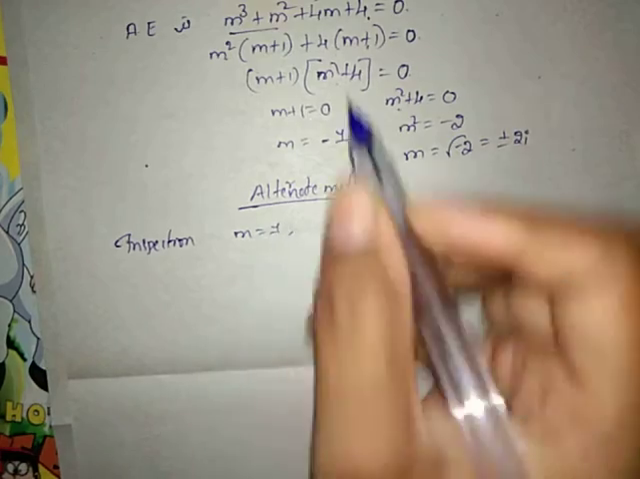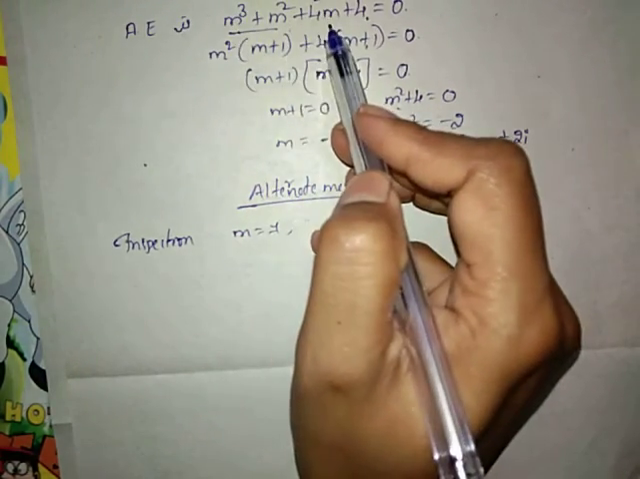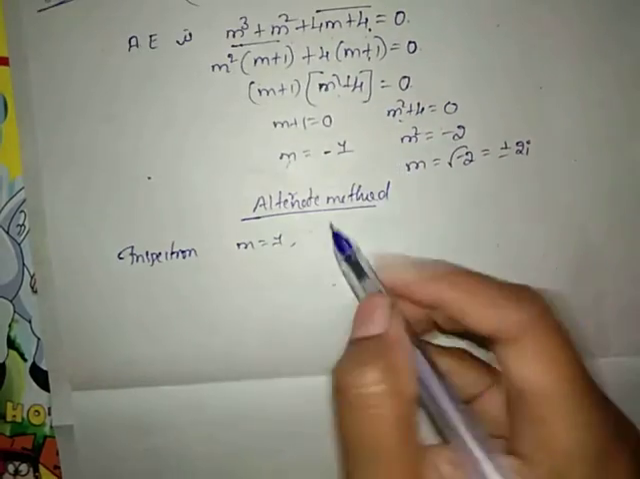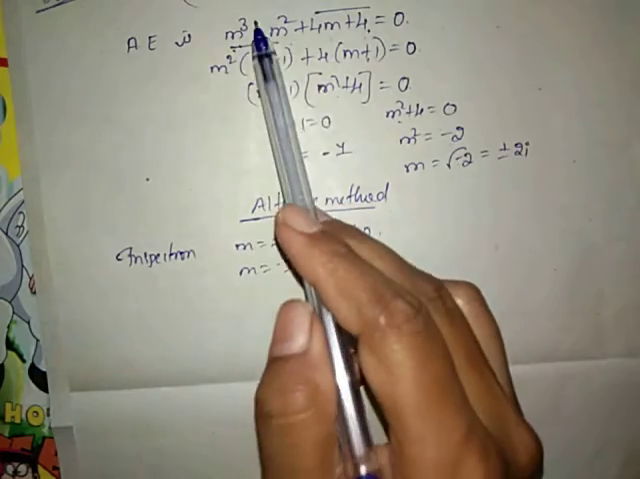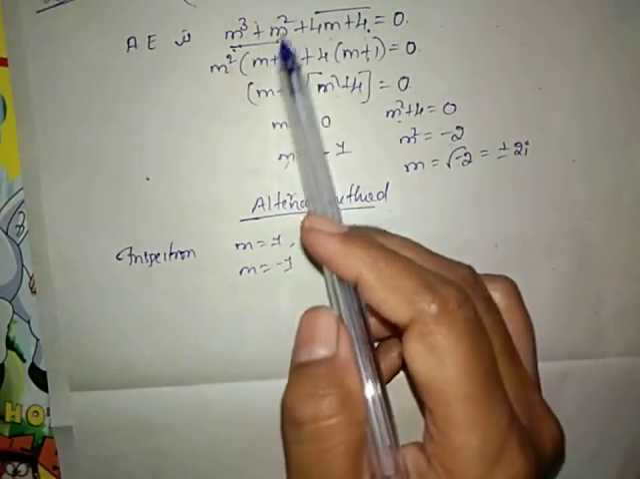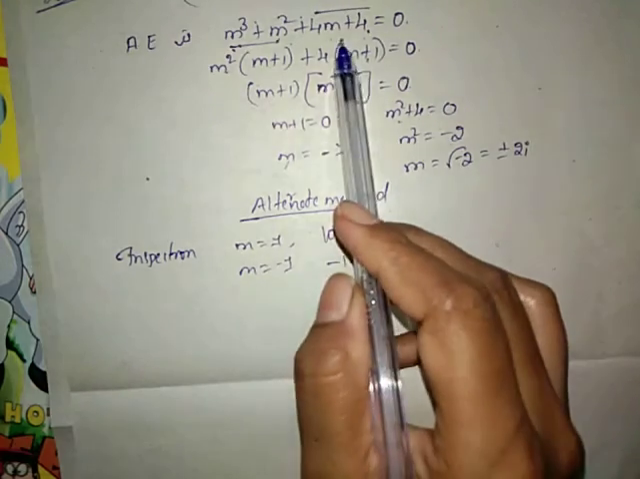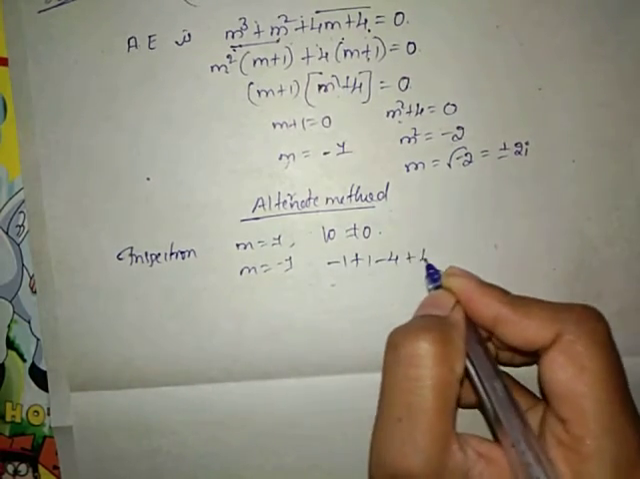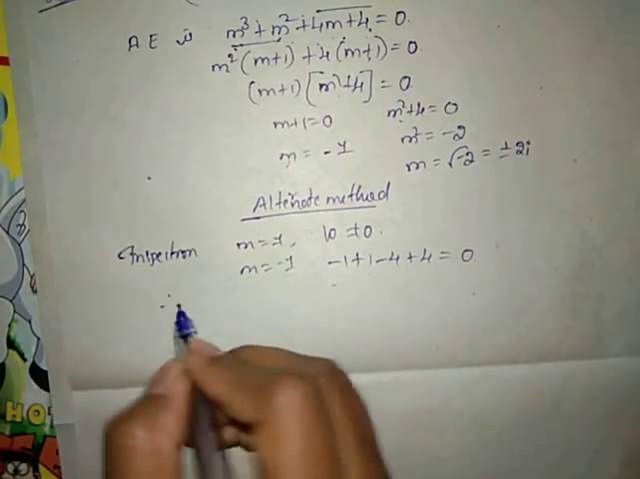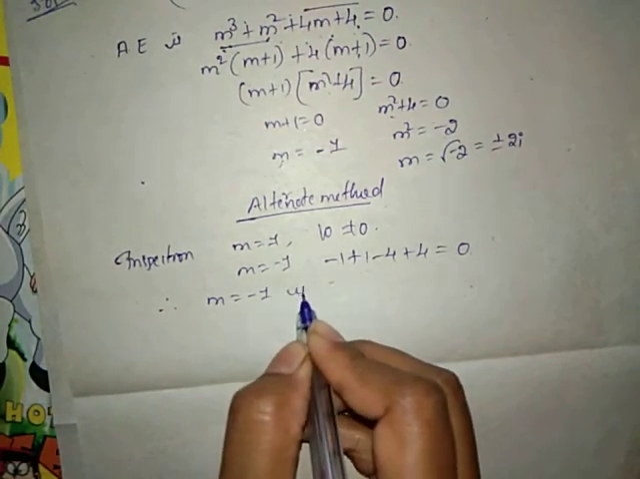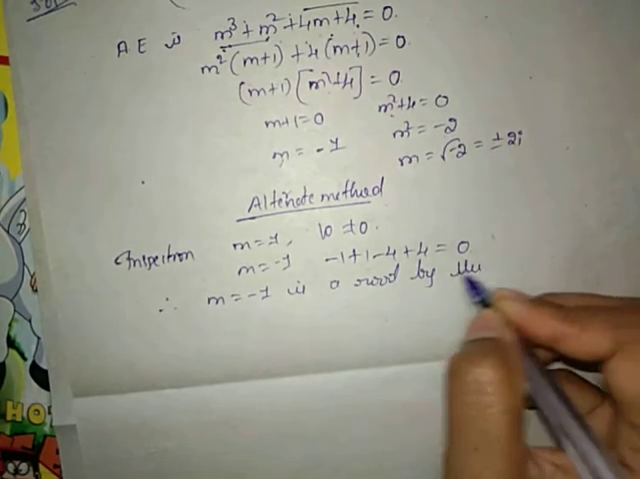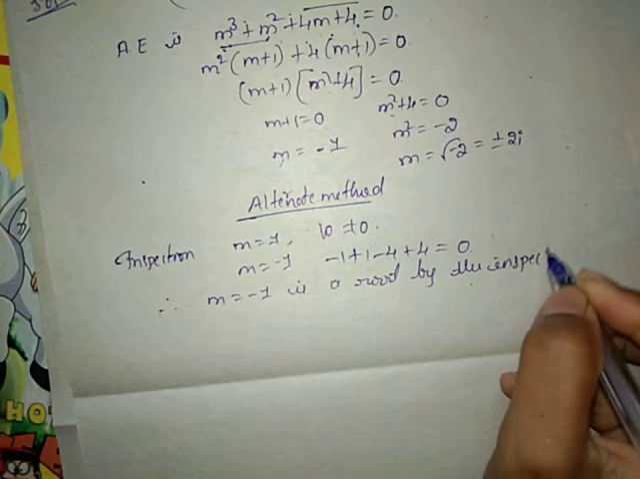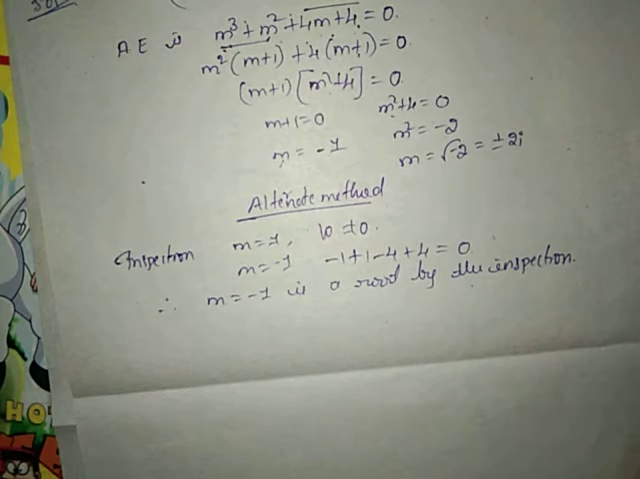m equal to 1 becomes 1 plus 1 plus 4 plus 4, 8 plus 2, 10, not equal to 0. m equal to minus 1: minus 1 cube is minus 1, minus 1 square is plus 1, minus 1 into 4 is minus 4, plus 4, 0. Therefore, m equal to minus 1 is a root by the inspection method.